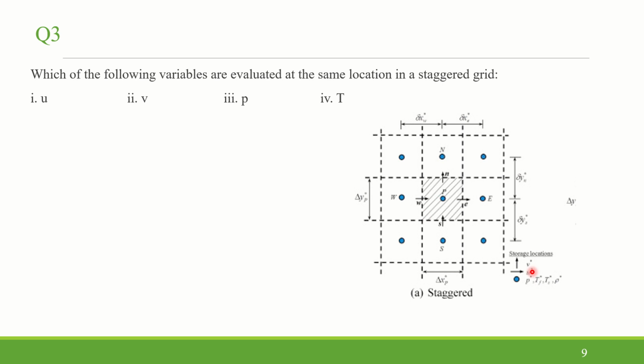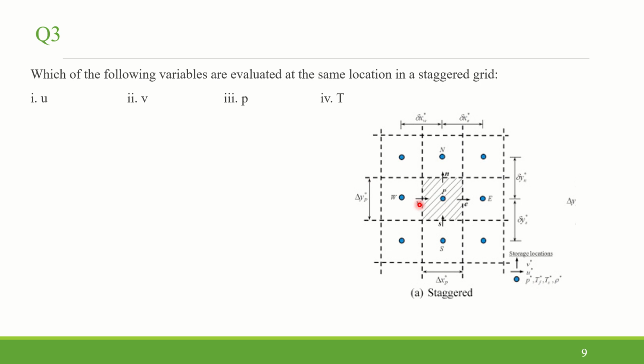So if we look at this particular figure, we can see that scalar variables will be calculated at the midpoint of the cells, the middle of the cells, whereas the vectors like u and v will be calculated along the lines, along the edges of the grids. So this is how the calculation is being done in the staggered grid.